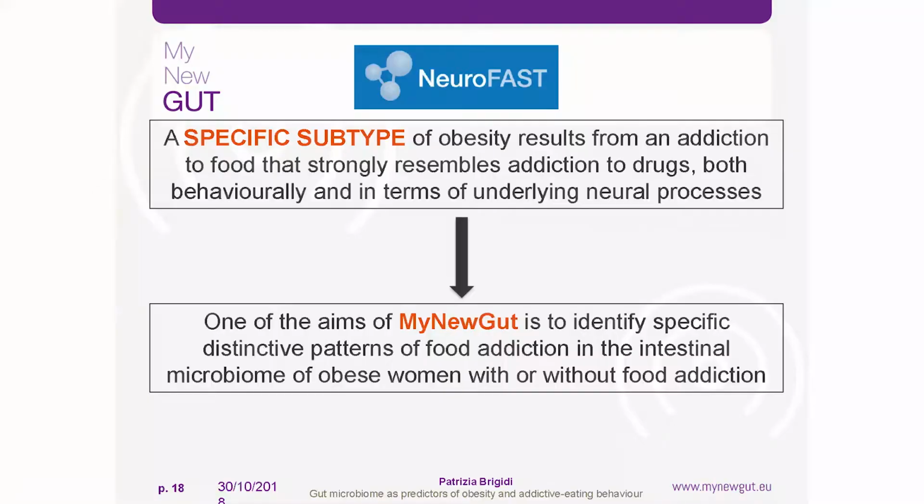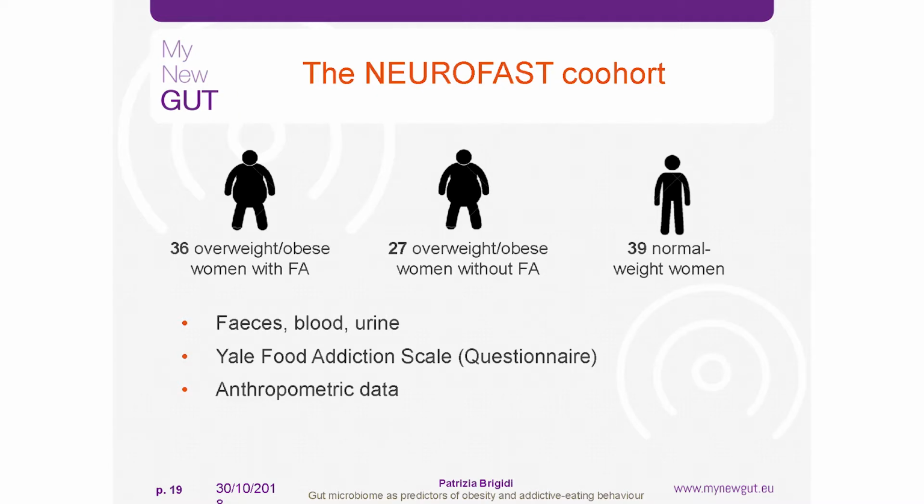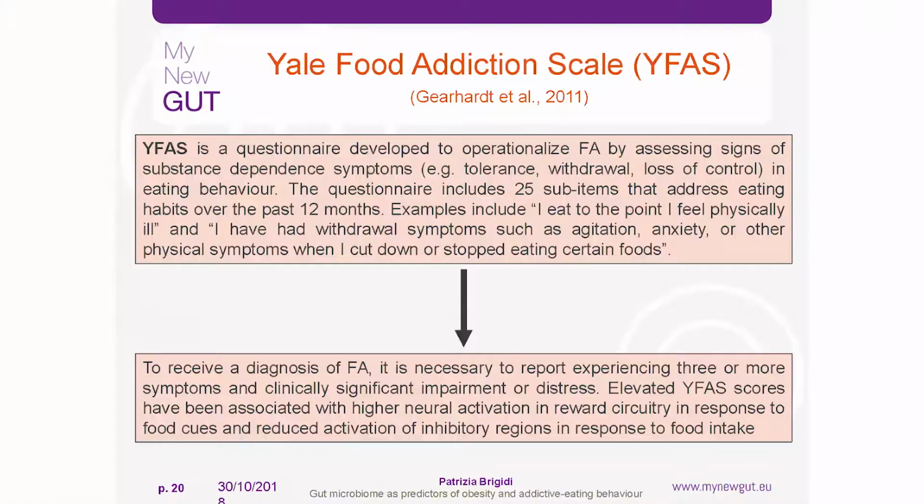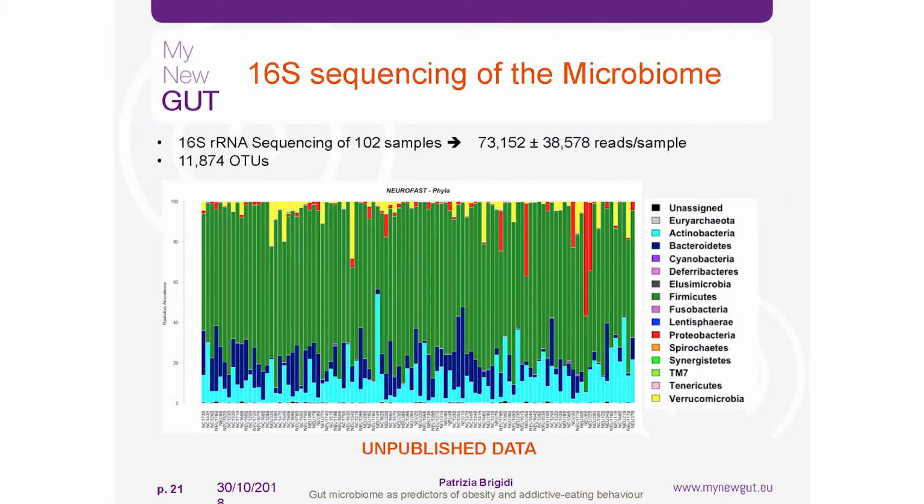The second cohort I would like to introduce is the Neurofast cohort, which is a cohort of obese women, food addicted or not food addicted. One of our main goals was to identify the possible presence of distinctive patterns in the microbiome of addicted and non-addicted obese women. This is the design of the cohort. We analyzed the microbiome of 36 obese women with food addiction, 27 without food addiction, and 39 normal weight women. The addiction was evaluated by the Yale Food Addiction Scale. I don't have time to go into the detail of this evaluation, so I go straight to our results.